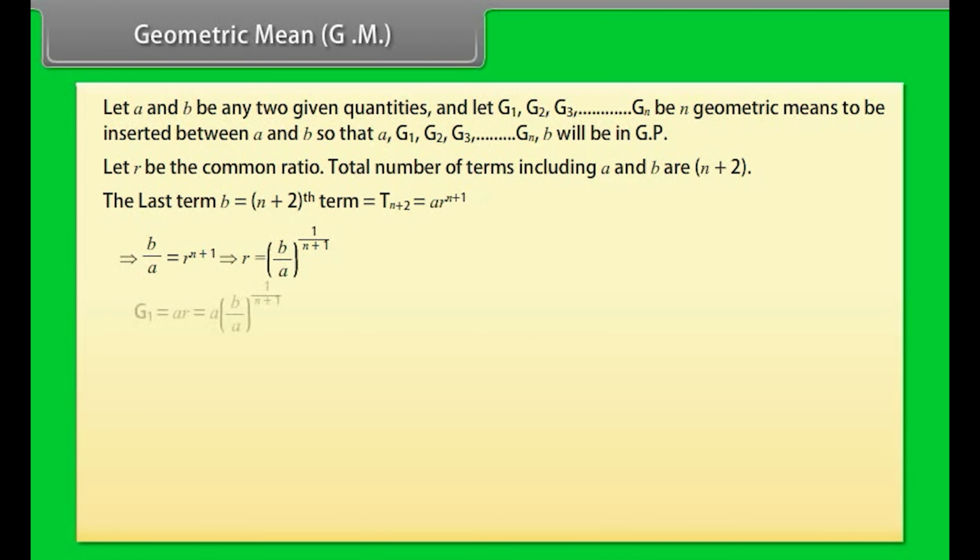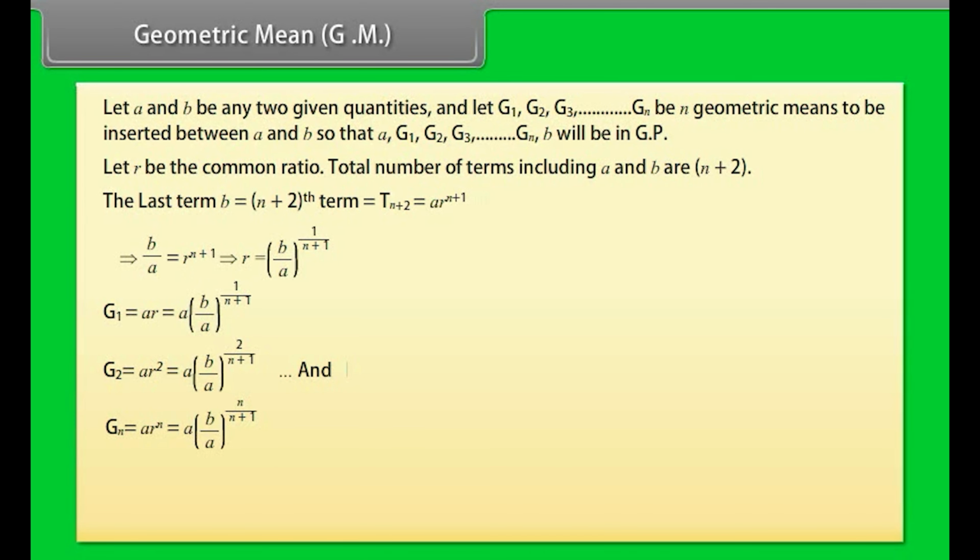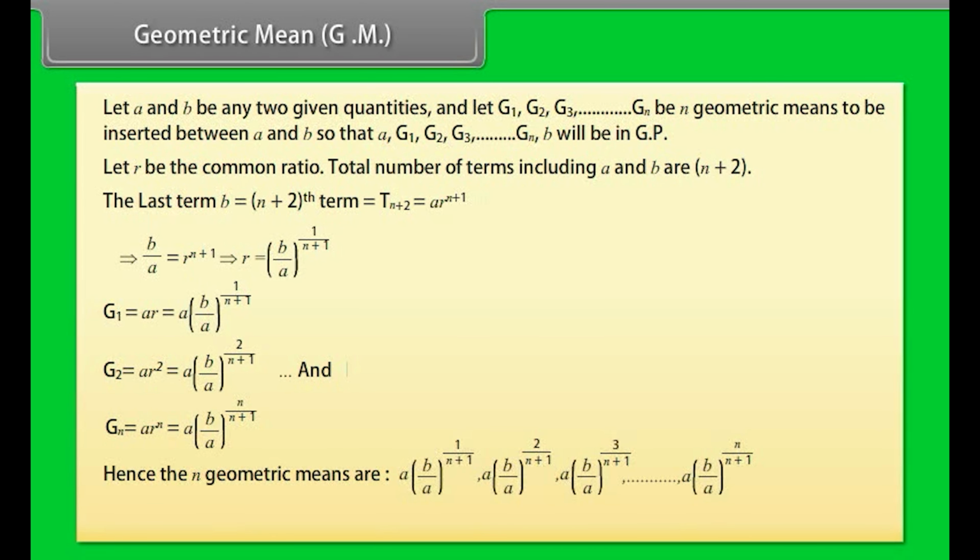The last term b is a into r to the power n plus 1, so r is equal to b by a raised to power 1 by n plus 1. G1 is equal to a into r, which is a into b by a raised to power 1 by n plus 1. G2 is equal to a into r square, which is a into b by a raised to power 2 by n plus 1. And so on. And Gn is equal to a into r raised to the power n, which is a into b by a raised to power n by n plus 1. Hence, the n geometric means are these. These can be inserted between a and b.